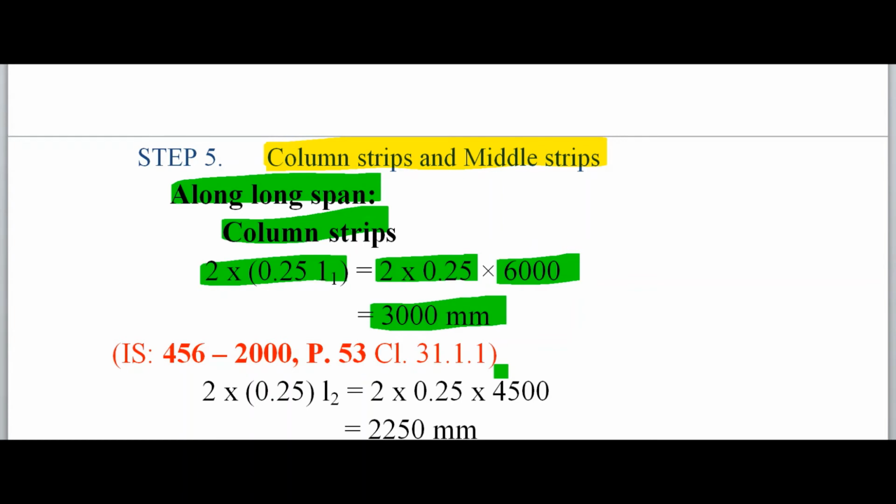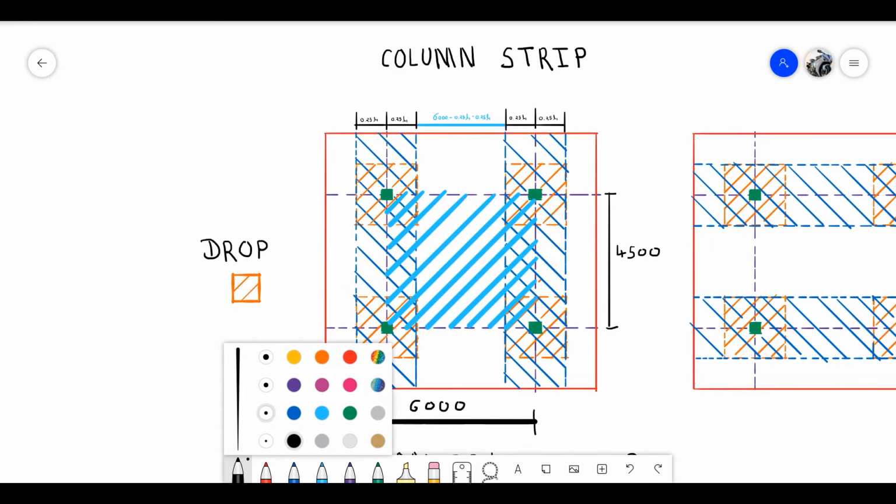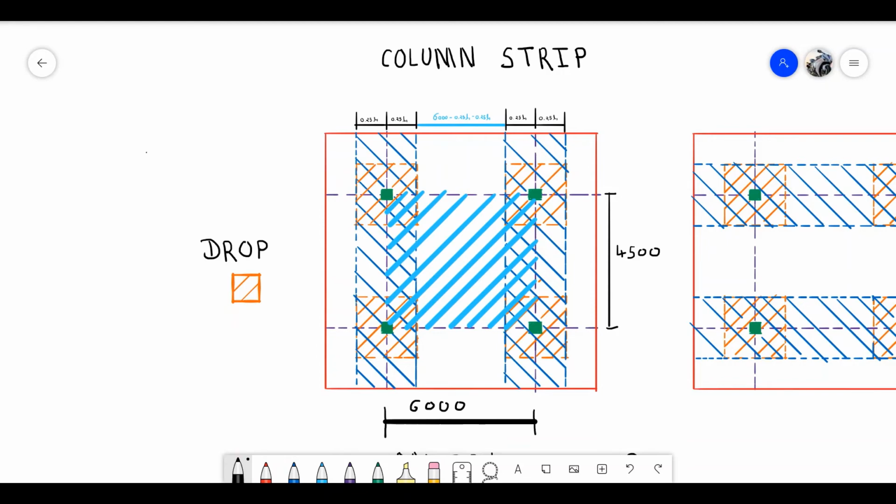Okay, I will explain the figure. Just give me some time. Okay, student. So you can see here is an interior panel. This blue line is the interior panel. There is dimension 6000 and 4500. So in the fifth step, we have to calculate the width of column strip as well as the width of middle strip, right? I hope you understand what is column strip and what is middle strip. I will explain it in the video earlier.